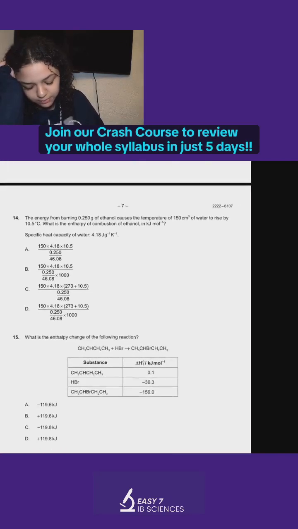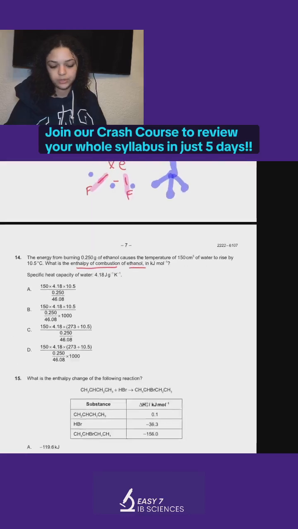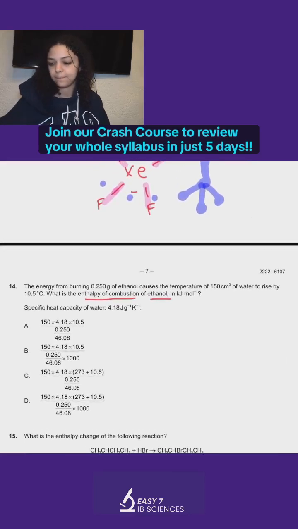It says the energy from burning 0.25 grams of ethanol causes the temperature of 150 centimeters cubed of water to rise by 10.5 degrees Celsius. What is the enthalpy of combustion of ethanol in kilojoules per mole? I'm going to zoom in so you guys can see here.